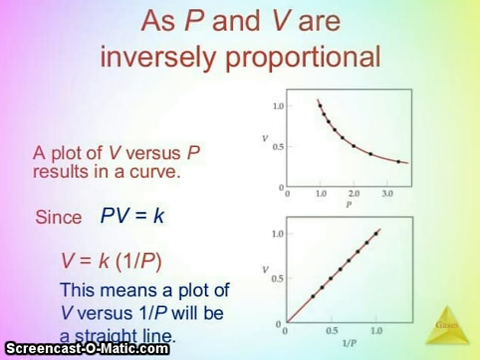Since PV is equal to K, so V is equal to K into 1 by P. This means a plot of volume versus 1 by P will be a straight line.